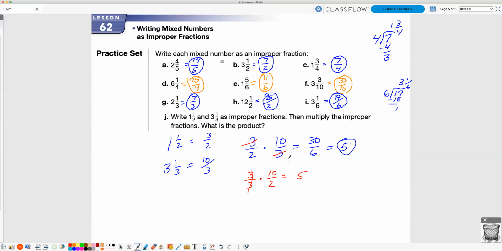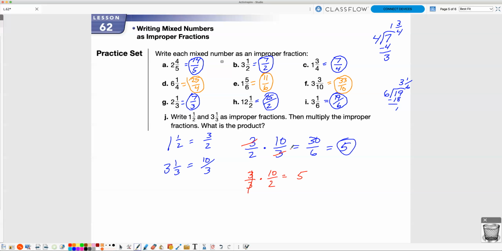So in this case, though, multiplying these out, 3 times 10 gets 30, and 2 times 3 is 6. Hopefully everybody knows that. That's a simple multiplication fact. 5 times 6 is 30. 30 divided by 6 is 5. That was a pretty quick one. It wasn't that tedious. Anyway, good job.